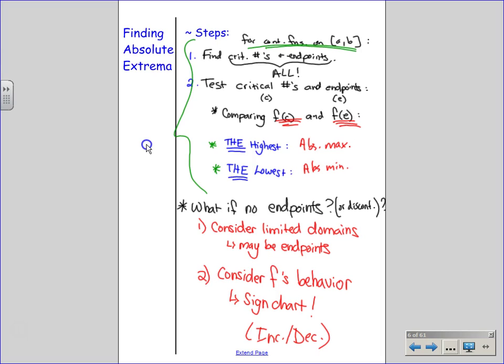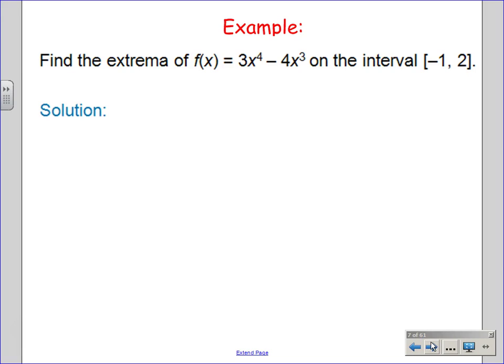Gotta love him. Don't ask me why. But anyway, just something silly. We're just going to put in all the critical numbers and all the endpoints anytime we have to test candidates for absolute extrema. So ready, set? Take it away, cool kids.